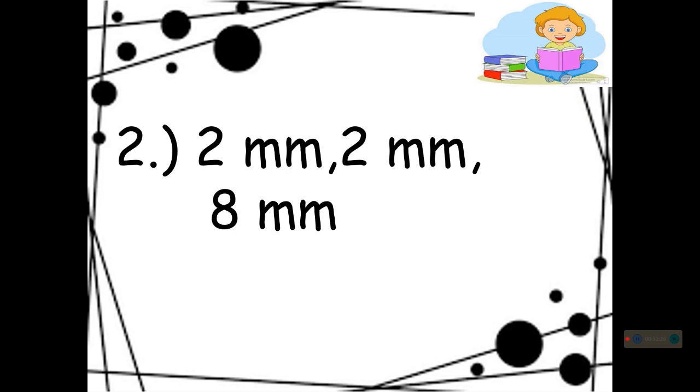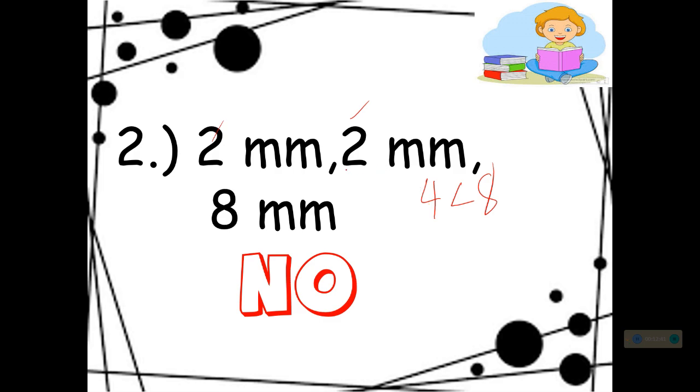Next, number 2. 2 millimeters, 2 millimeters, 8 millimeters. Can you draw a triangle from these side lengths? The answer is no again, because 2 plus 2 is only 4, and 4 is less than 8. Again, the sum of the two shorter sides should be greater than the third. So, A plus B is greater than C, or side 1 plus side 2 is greater than side 3.